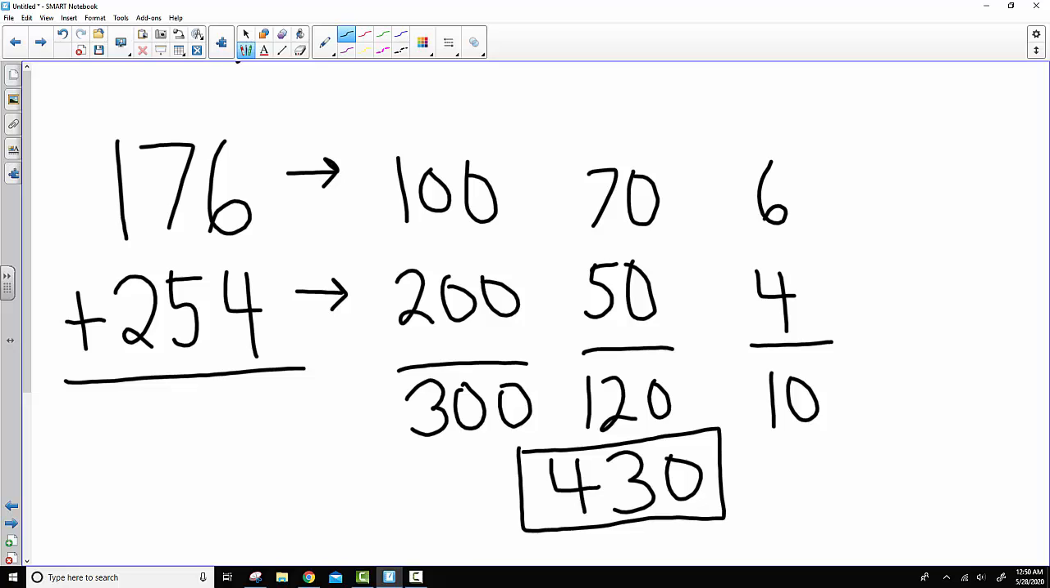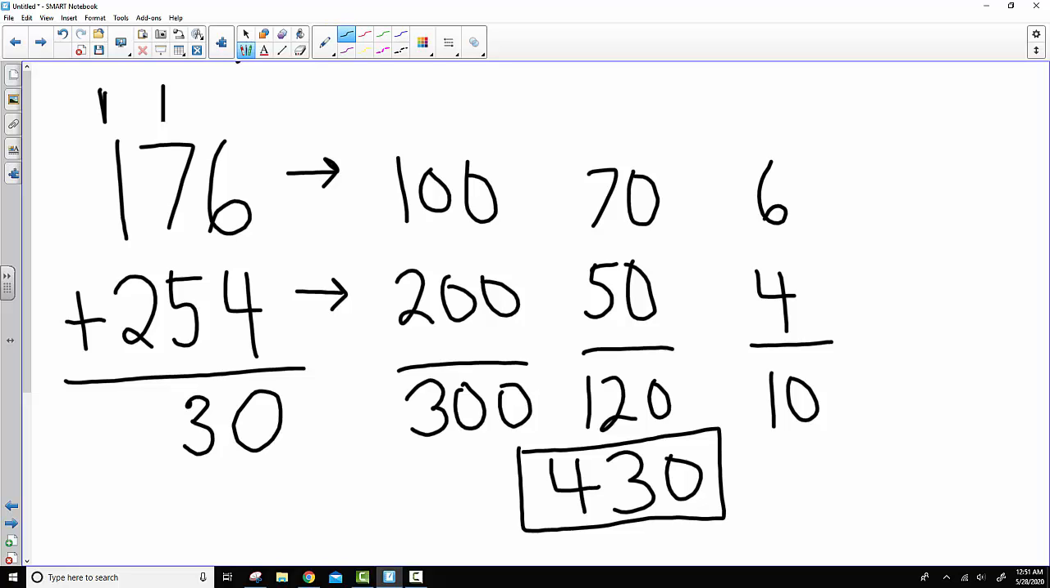Let's check it with the standard algorithm. Starting in the ones column, 6 plus 4 is 10. Of course we can't write 10 in the ones column, so we put our 0 and regroup the 10. 1 plus 7 is 8. 8 plus 5 is 13. Again, we cannot put 13 in the tens column, so we put our 3 and regroup our 10 tens, which is the value of 100.